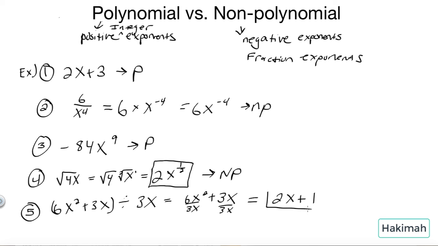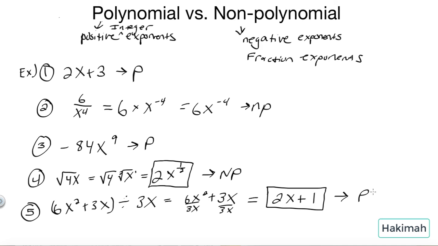So now I look at this. Are my exponents positive integers? Yes, 1 is a positive integer. Do I have any division that I need to look at? No. So we know for a fact that this is a polynomial. Here are the 5 examples that we used to determine whether the expressions were polynomial or non-polynomial.